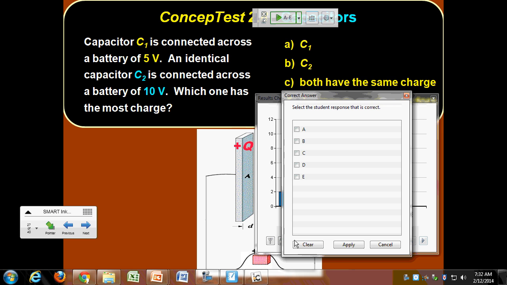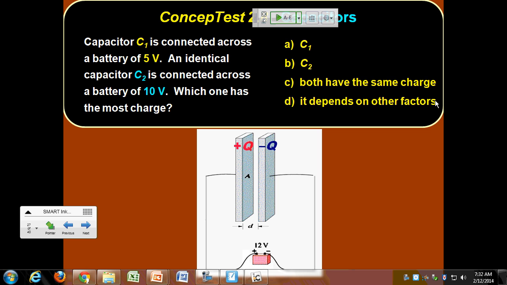That's right. We had a very similar question, I think, actually, to this, right? When we were back doing the notes. So this should be fairly simple. I know that Q is equal to CV. C is constant for both of these. They're the same. But the one with the bigger voltage will have the bigger charge. And C2 has the bigger voltage, 10 volts.